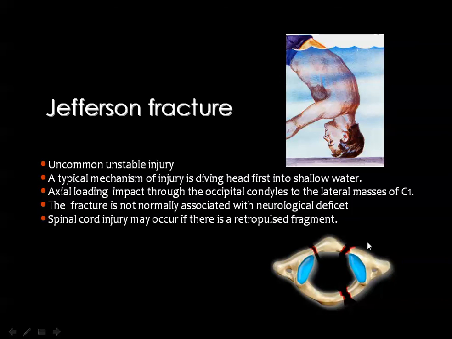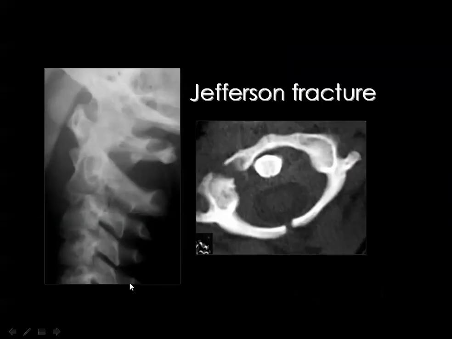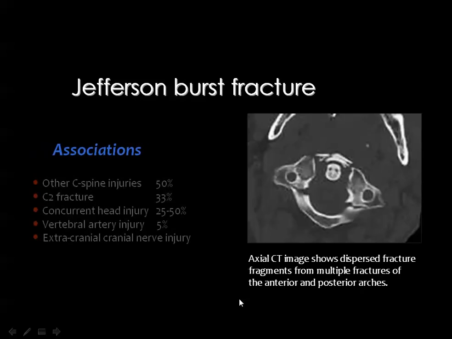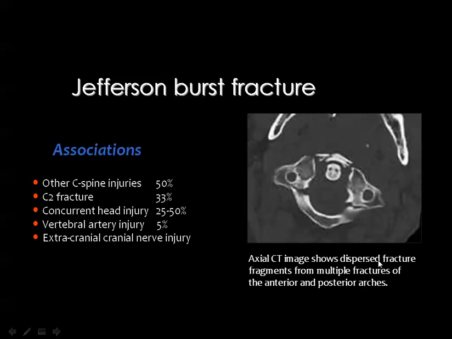And you can see here that there are multiple fractures affecting the arches of C1. This is an example. You cannot appreciate the fracture in the plain films, but you can see it very well by MRI. This is a fracture in the anterior arch, and this is a fracture in the posterior arch. Also, this is a Jefferson fracture affecting the C1 vertebra with 2 fractures anteriorly and 2 fractures posteriorly.